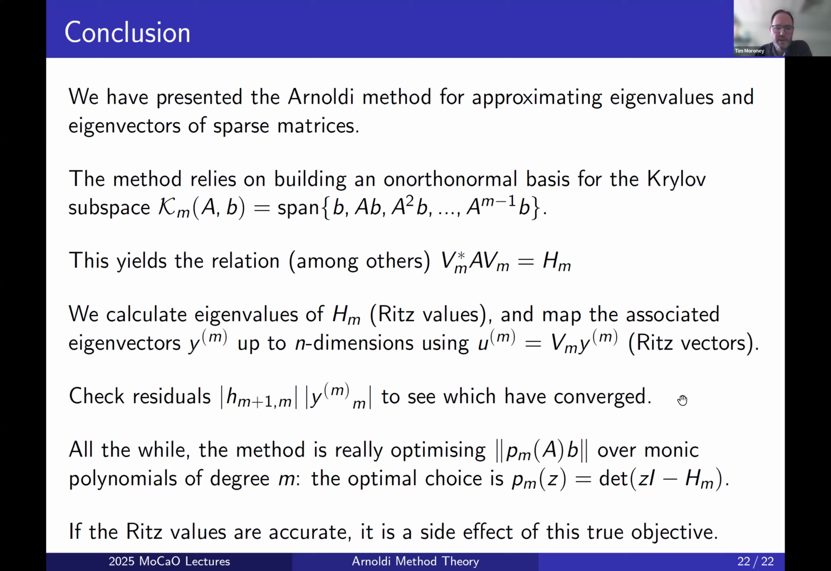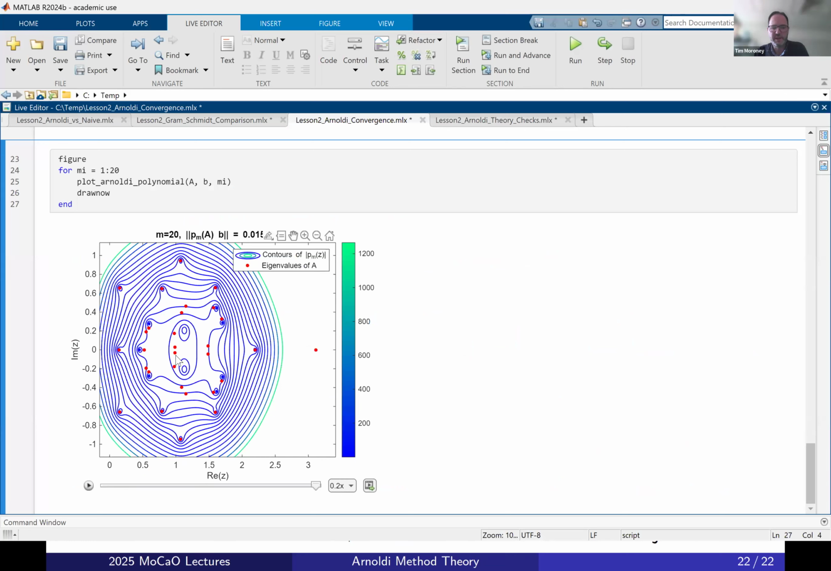and not any others. But as it turns out, all the while, what the method was really doing was optimizing this polynomial problem, right? Minimizing the norm of Pm of A times b over monic polynomials of degree m, and it turns out that the optimal choice, as we showed, is precisely the characteristic polynomial of H. So if the Ritz values are accurate, then it's just a side effect of this true objective, which explains why it picks out particular eigenvalues to converge to first, and the interior ones, as we saw, get left right till the end, because they're not going to hurt the polynomial approximation to get wrong in the same way as the ones at the extremities.